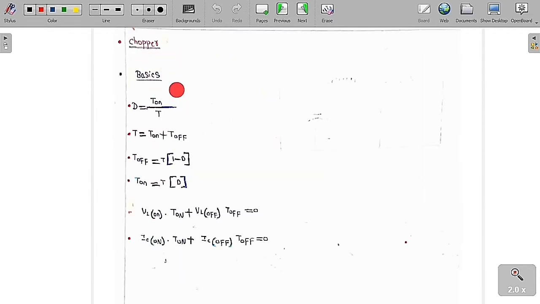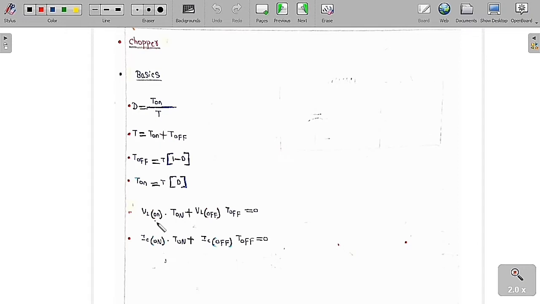Let us learn some important basic concepts in the chopper. D is called the duty ratio. It is the ratio of T on by T, where T is the total time period, the summation of T on plus T off. So T off is equal to T minus T on. Whereas T on is equal to D into T, so substituting here we get T off equal to T into 1 minus D. Similarly, T on is equal to T into D. You can write it in either of these two formats.